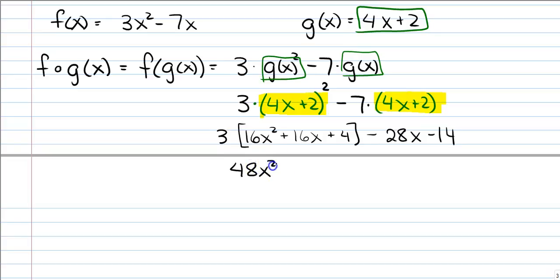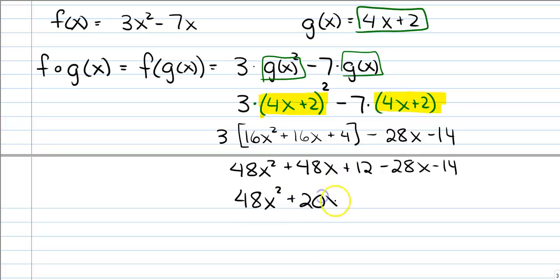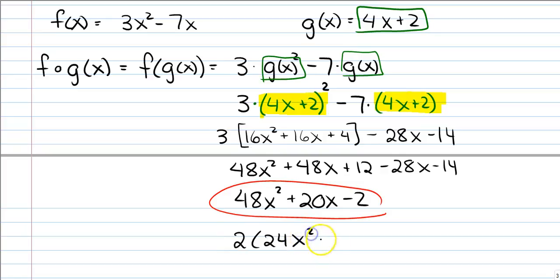That's 48x squared plus 48x. You could read my 48. Plus 12 minus 28x minus 14. That's 48x squared plus 20x minus 2. I can factor a 2 out of that, but it doesn't really help me. That's a fine answer. If you factor the 2 out, either way's good.